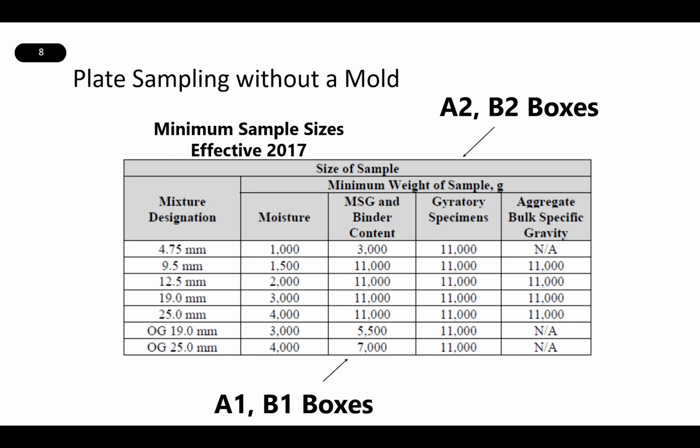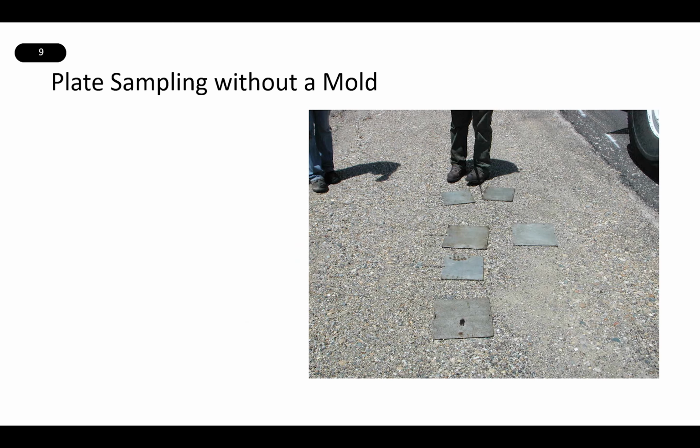Here is a picture of the minimum sample size required. The first column is for moisture. The second column is for the A1 box or the B1 box for binder content and gradation. The third column is for the A2 box or B2 box for gyratory pills. The fourth column is for the A3 box for gradation and aggregate bulk specific gravity. You want each sample box to weigh at least 11,000 grams.